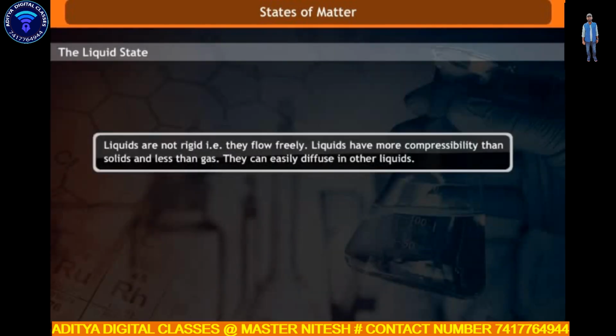Liquids are not rigid, that is, they flow freely. Liquids have more compressibility than solids. They can easily diffuse in other liquids. Let us explain with the help of an activity.